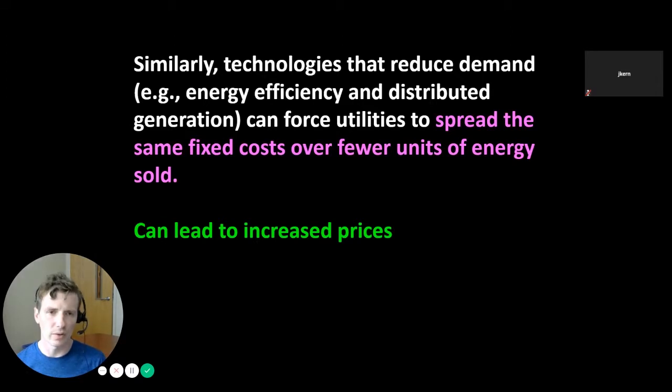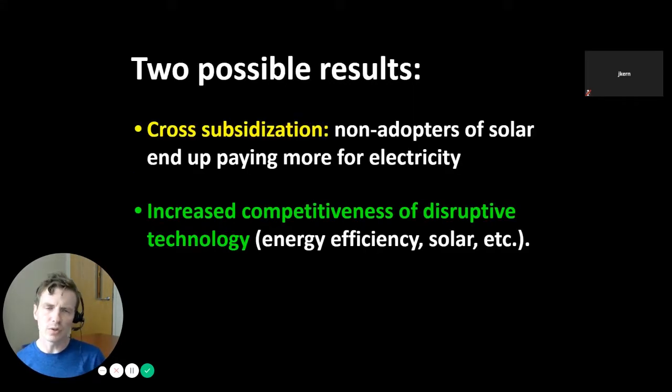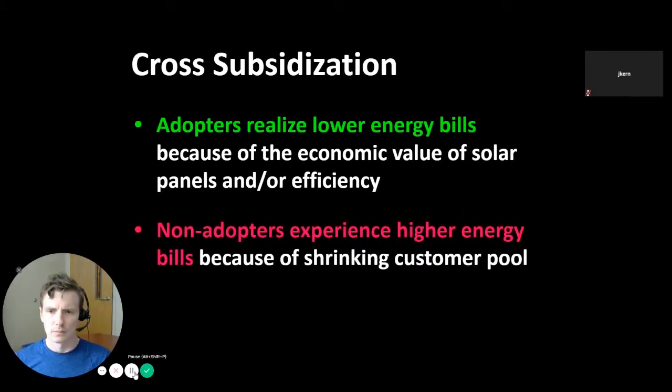And as a result, it's sort of the reverse of economies of scale, right? So you have increasing prices because you have the same fixed cost being spread out over fewer units. And so that means increased dollars per megawatt hour, dollars per kilowatt hour prices. So there are two possible results from this. The first is cross subsidization. And the second is increased competitiveness of the distributed or disruptive technology. So let's look at each one of these.